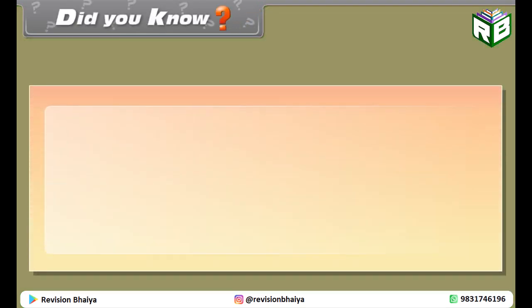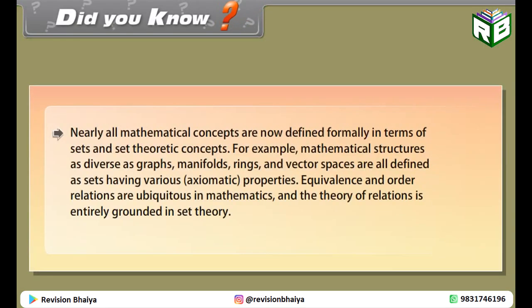Did you know? Nearly all mathematical concepts are now defined formally in terms of sets and set-theoretic concepts. For example, mathematical structures as diverse as graphs, manifolds, rings, and vector spaces are all defined as sets having various axiomatic properties. Equivalence and order relations are ubiquitous in mathematics, and the theory of relations is entirely grounded in set theory. Summary.